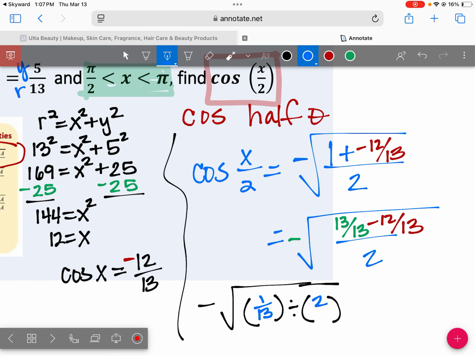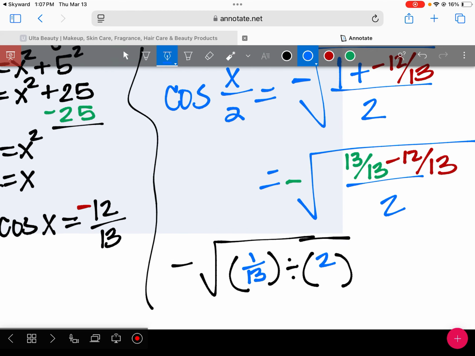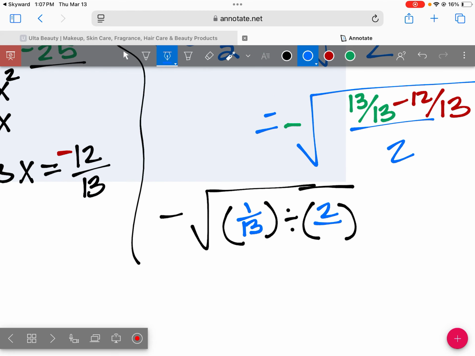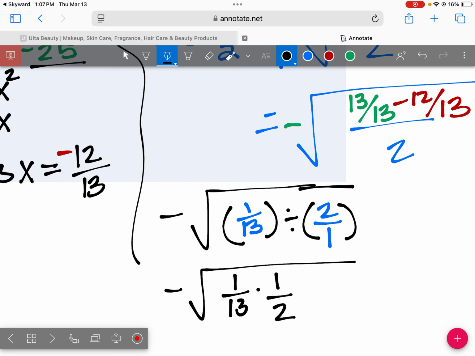Now, a lot of people in my 5th period were confused, and I want to make sure I clear it up. Because when you divide by 2, that 2 is really a 2 over 1. Every number is over 1. So now we're ready to do our keep, change, flip. So I have 1 over 13 times 1 over 2.